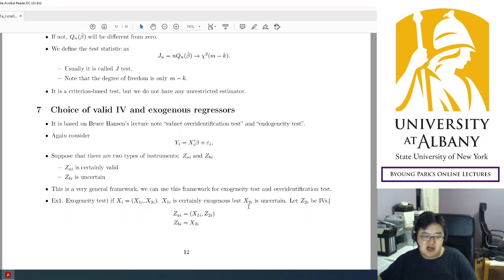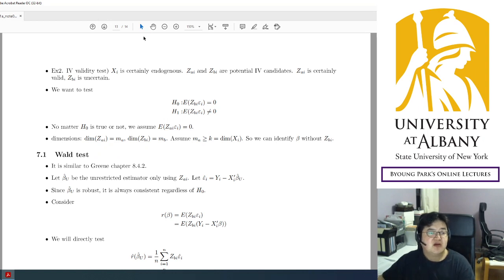If they are not endogenous, we do not need to use the instruments, right? If they are not endogenous, OLS is the best. But if they are endogenous, then the instruments are needed. So we have to decide what we have to do. This is example 1. So we are testing whether some regressors are endogenous or not.